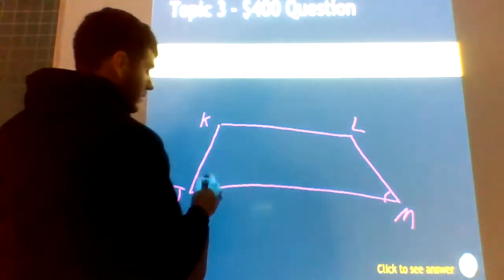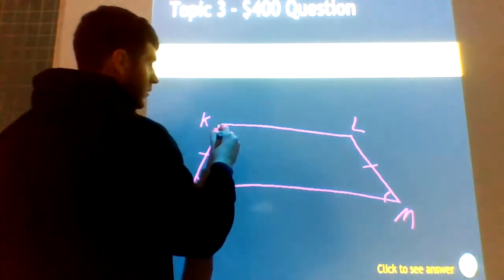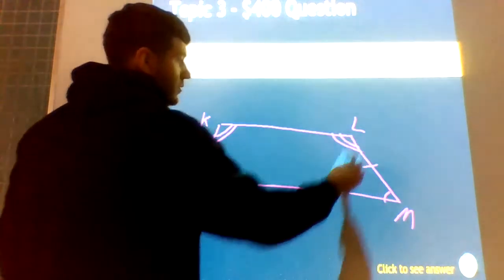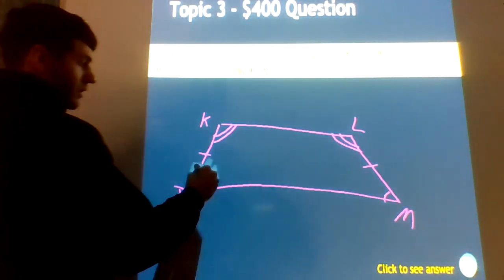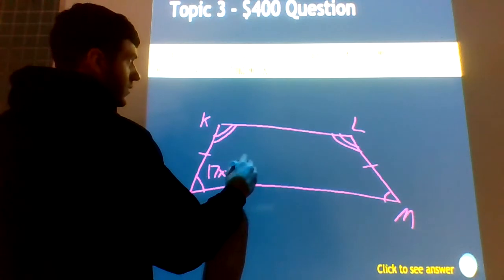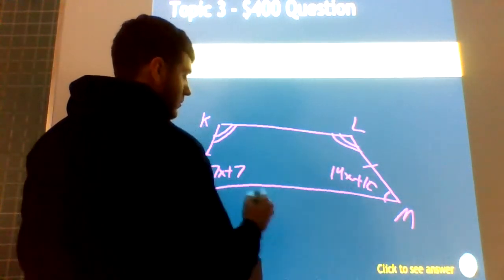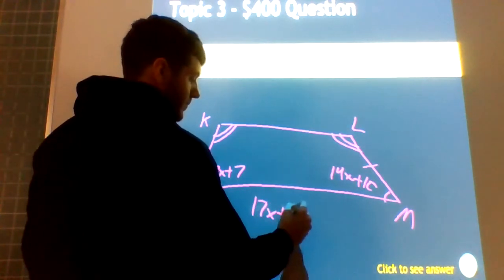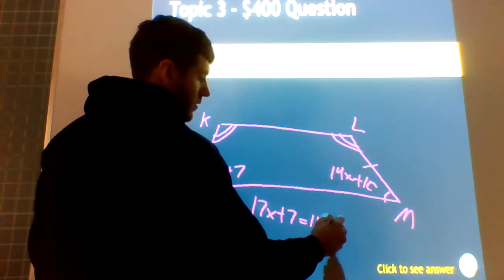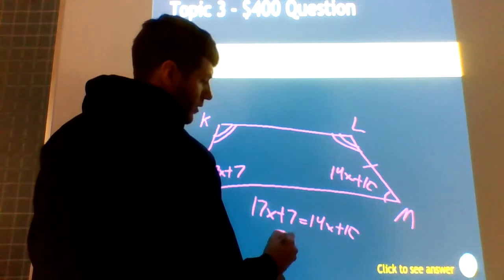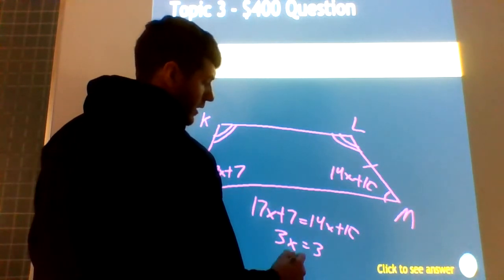We know that in an isosceles trapezoid the base angles are congruent. So the measure of angle J is 17x plus 7 and the other is 14x plus 10. Since base angles are congruent, we can set them equal. So you get 3x equals 3 and x equals 1.